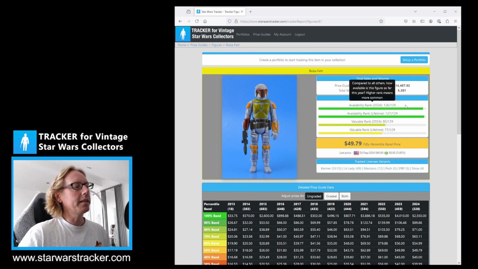And the availability rank this year as compared to the lifetime is pretty close. It just differs by one, so it's not really significant. So there's not really been a cultural shift in the way the market sees Boba Fett this year or anything like that.